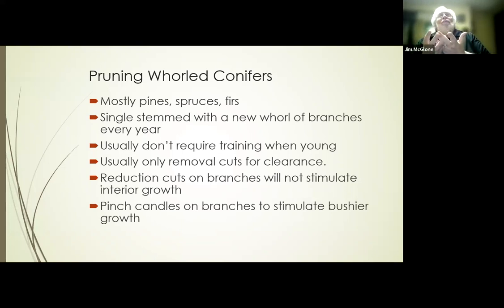If you want to get it to be bushier, you can pinch off those candles, and what that does is the branch stops elongating, and the side branches will grow more. That's what Christmas tree growers do to get good structure on their Christmas trees, and lots of needles in there. But it's really simple when we talk about these whorled conifers. You do removal cuts at the trunk, and that's pretty much it. Usually you don't have to do any kind of training when they're young because they have such strong apical dominance. They only produce the one leader. If you see one of these whorled conifers that has competing leaders, that usually means the top broke out of it and those branches that used to be laterals are now competing to be the leaders.